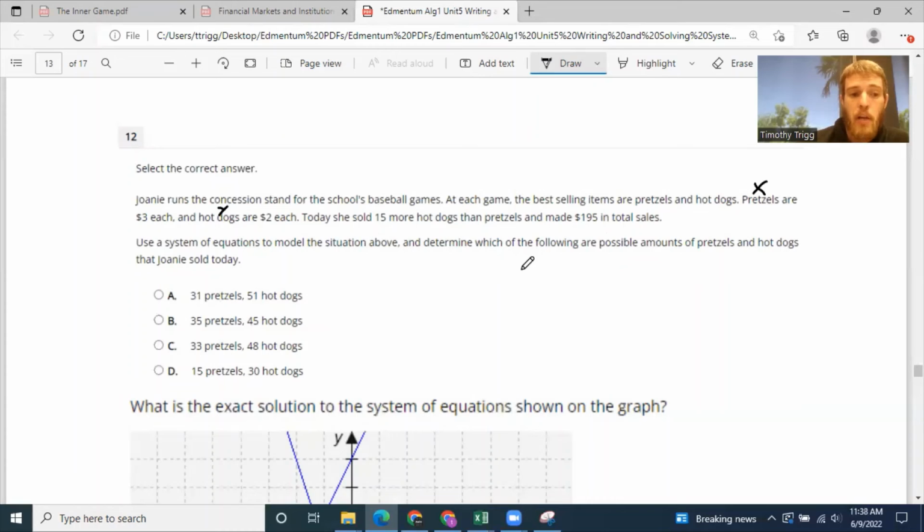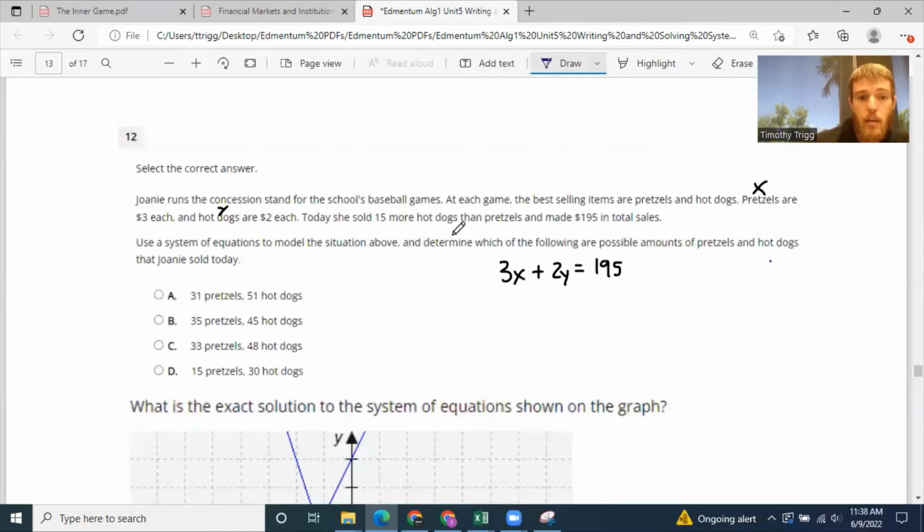So for the pretzels, she's selling them for $3 each. So $3 times the number of pretzels, plus the hot dogs she's selling for $2 each. So what do you suppose I should write? Well, 2y. This will give you the total amount of money she brought in, the revenue. Well, in this case, it's saying the revenue was $195. So that's our first equation in the system.